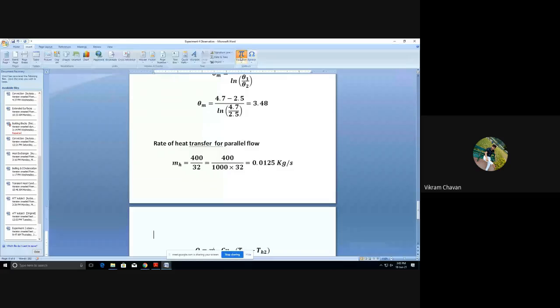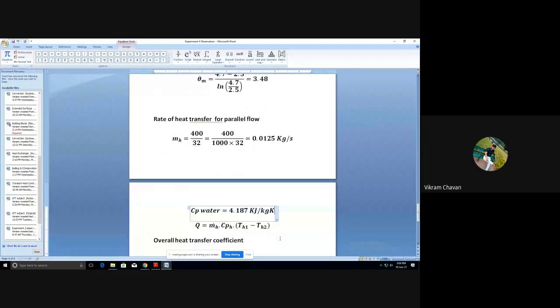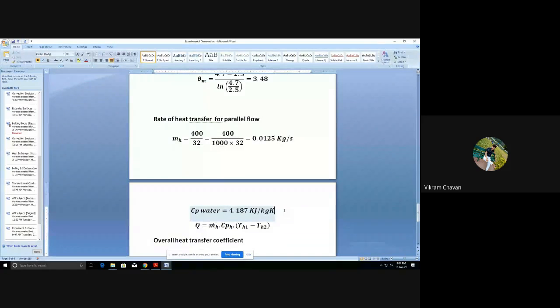Cp for water is equal to 4.187 kilojoule per kg Kelvin. We have to take it as joule per kg Kelvin, that is nothing but 4187. Then calculate.